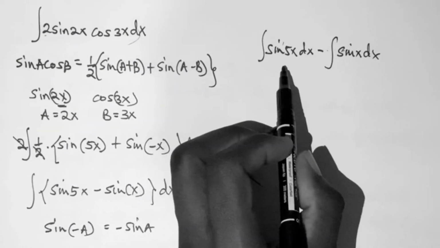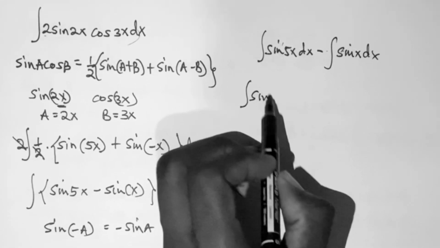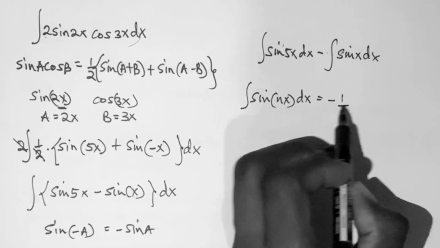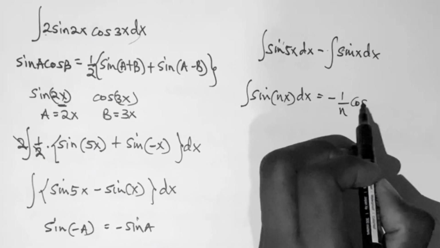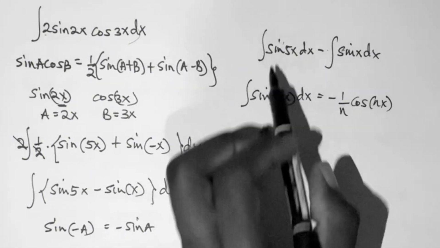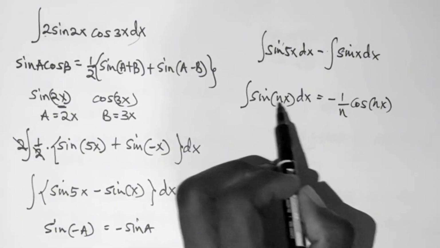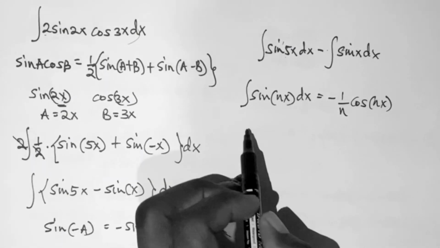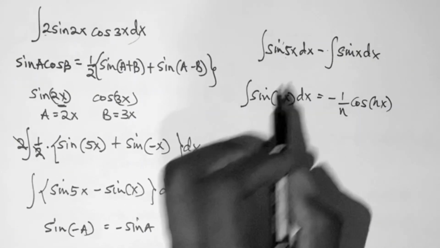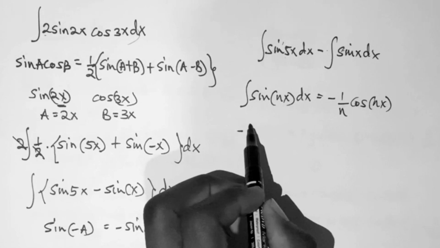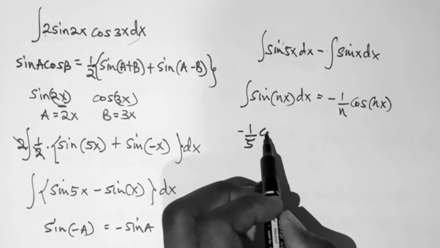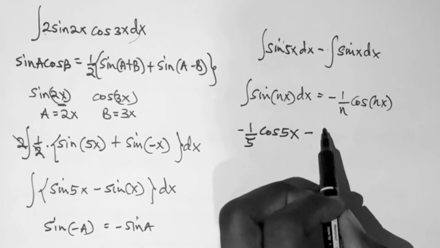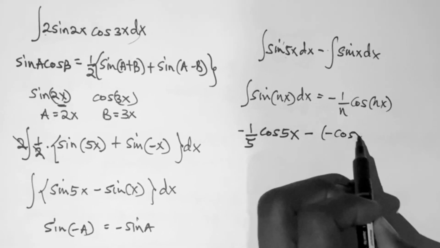Now remember what we said, integral of sine nx dx is equal to minus 1 over n, and then cos nx. So we are going to apply the same here. What did we do? We differentiated what is inside. If you differentiate 5x, you get 5. So integral of sine 5x dx is minus 1 over 5 cos 5x, and then minus integral of sine x, which is minus cos x.